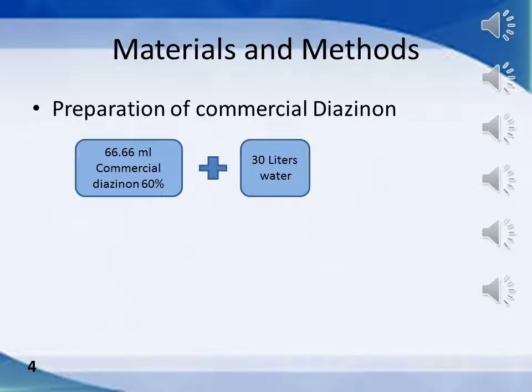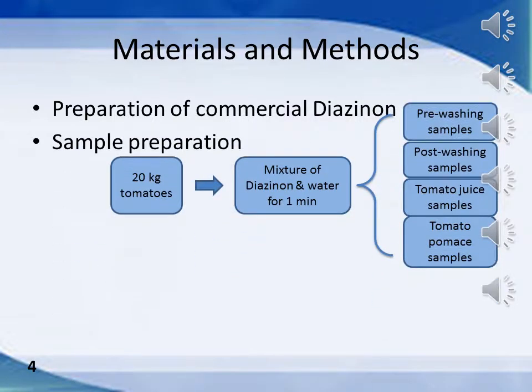For preparation of commercial diazinon, we diluted 66.66 milliliters with 60% purity by 30 liters of water and perfectly mixed it in a tank. The final concentration of the mixture composed of diazinon and water was a 2 to 1000 ratio. For sample preparation, we purchased 20 kilograms of tomatoes from a farmer's market, then washed them individually using tap water and dried them with tissues. After that, we soaked tomatoes for 1 minute in the prepared mixture of diazinon and water.